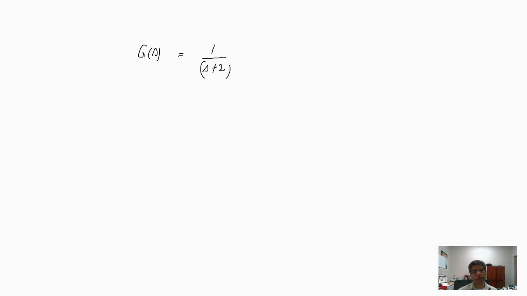Now this is in the frequency domain. This s is actually j omega, so this is called the frequency domain. Now what we would like to do is find the inverse Laplace transform of this. So basically we are interested in doing the inverse. This is how you put the inverse Laplace transform.